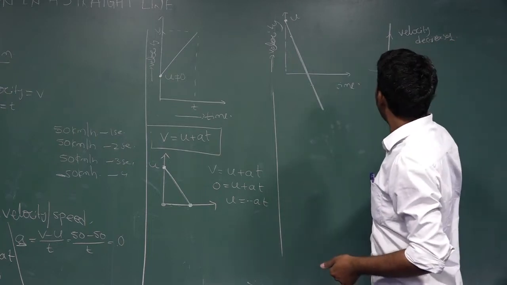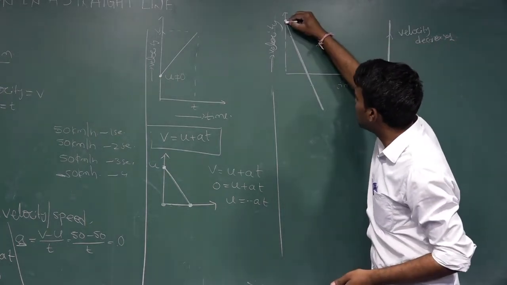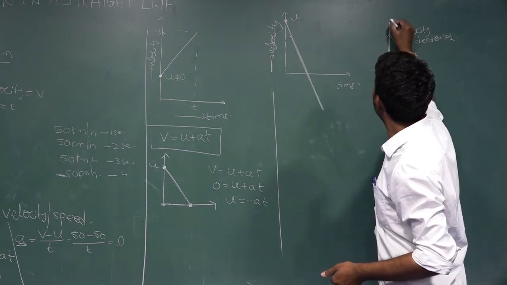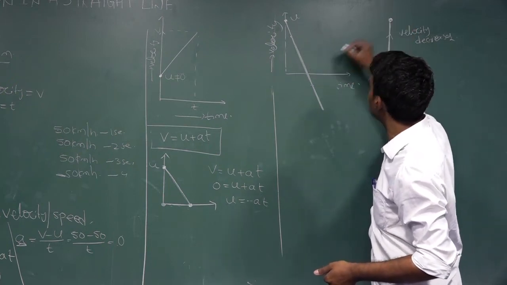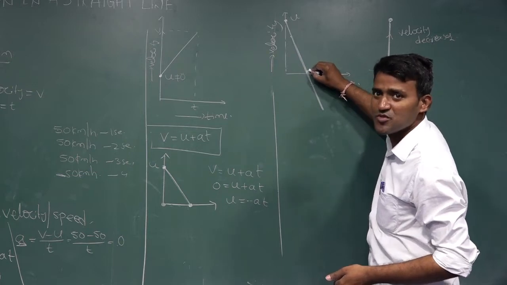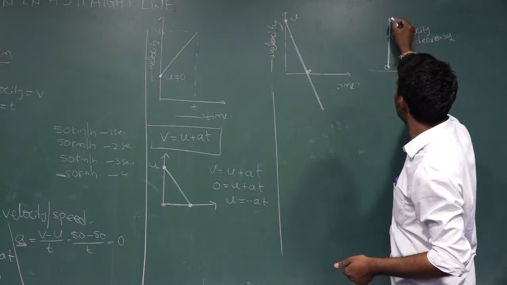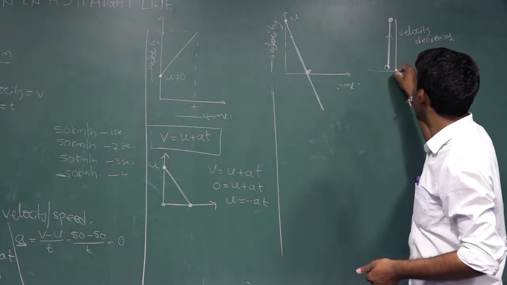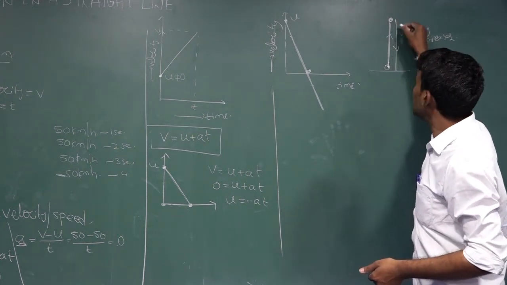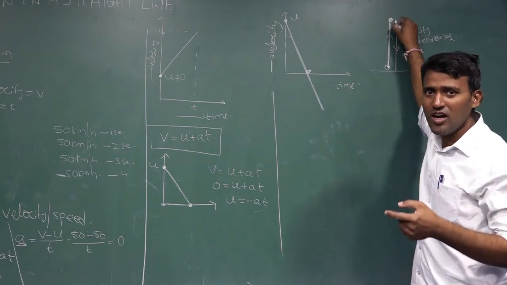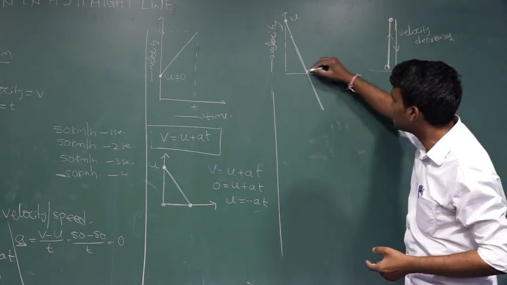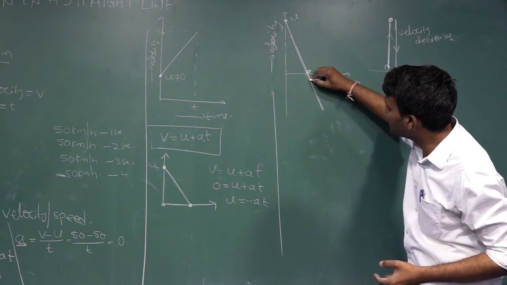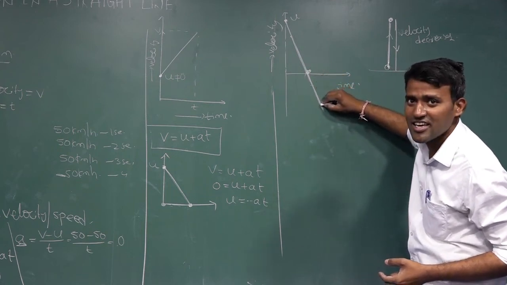Here, while the object is going in the upward direction, its velocity gradually decreases. When it attains maximum height, its velocity is 0. Again, when the velocity is 0, it falls in the downward direction with increasing velocity. See here, in the negative direction, its velocity is gradually increasing.